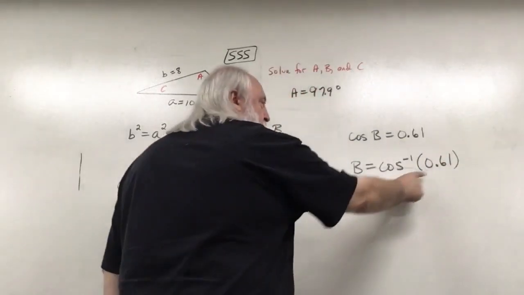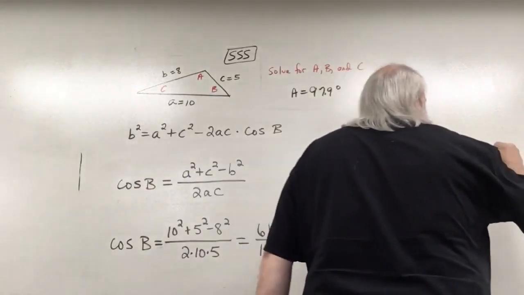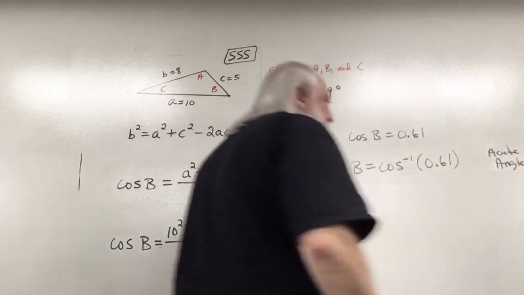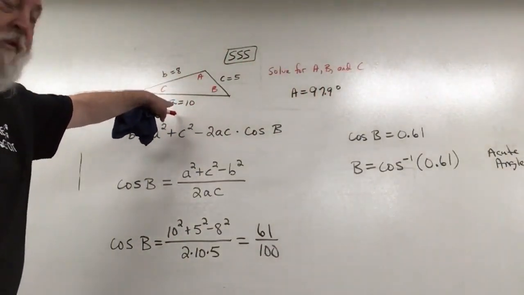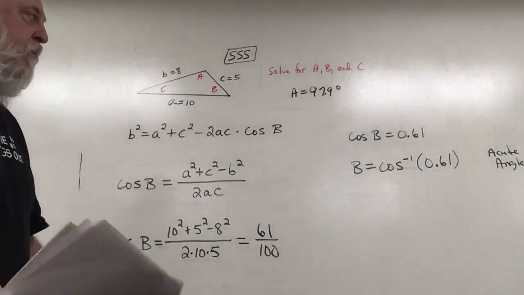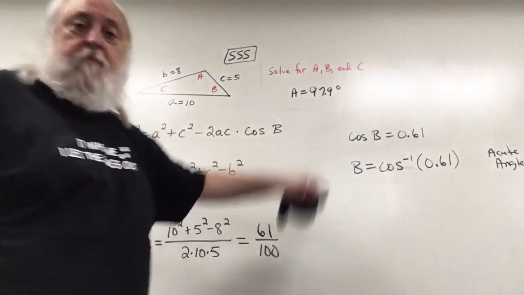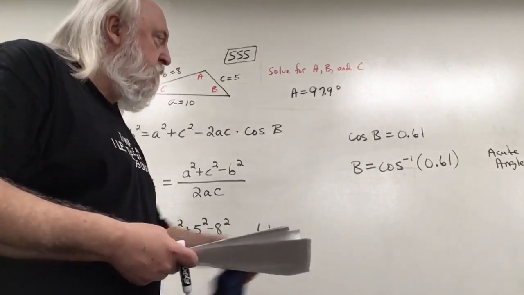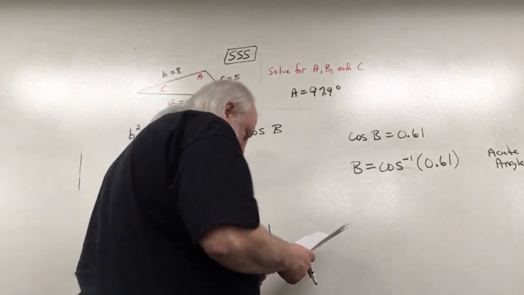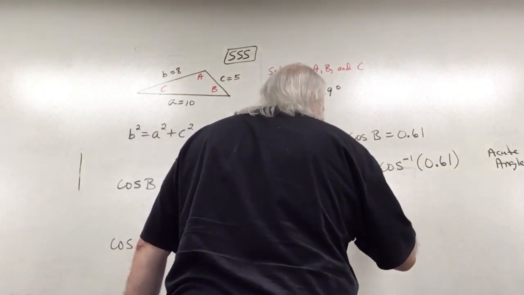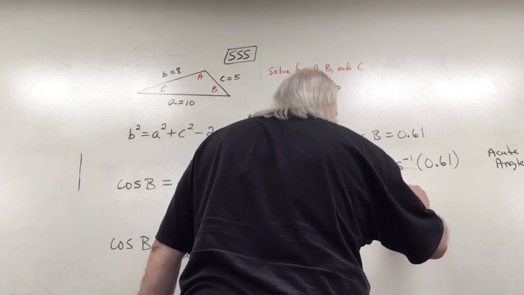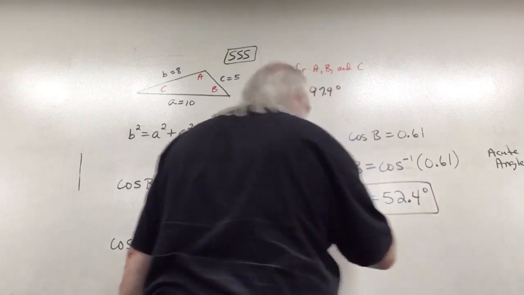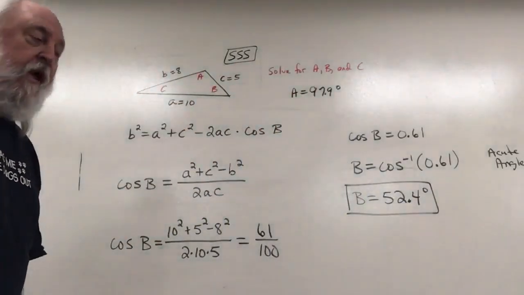Since we're taking the inverse cosine of a positive number, we know that's going to be an acute angle, which I said a moment ago, that angles B and C have to be acute because angle A is obtuse. Using your calculator, angle B is equal to the inverse cosine of 0.61. We get angle B is equal to 52.4 degrees. Clearly an acute angle.